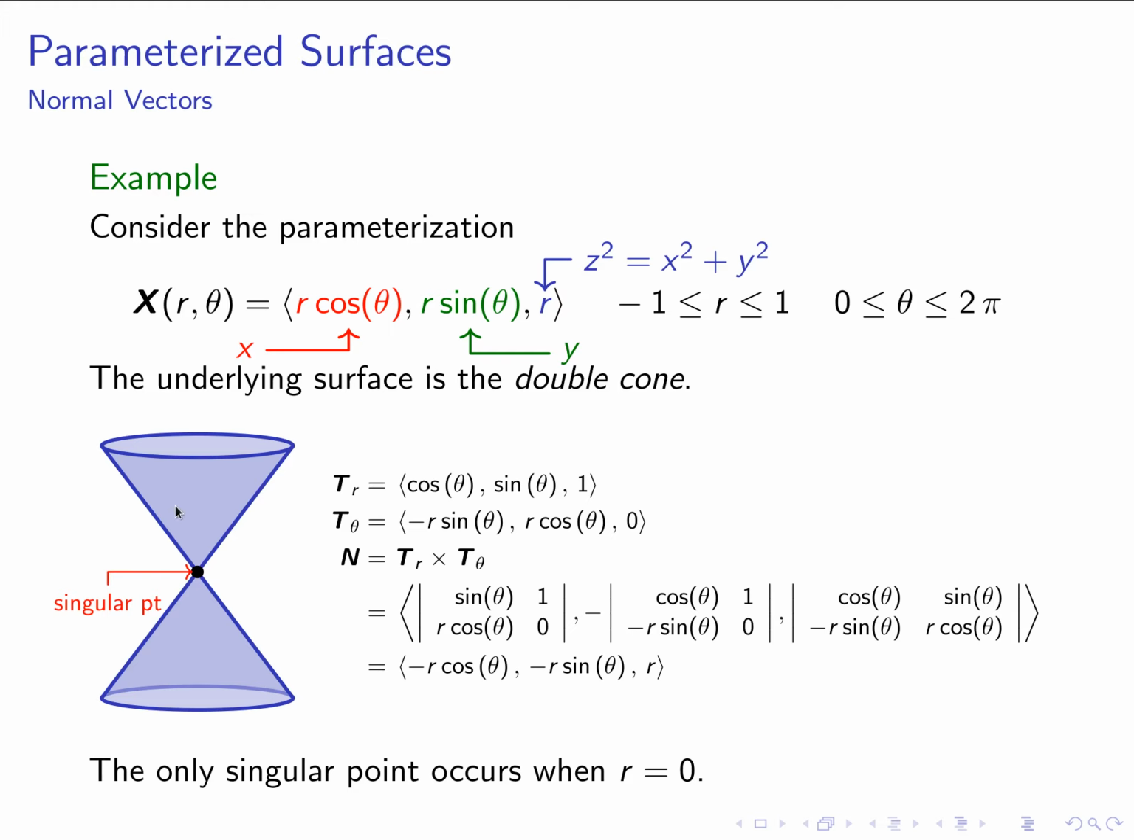This is actually one of my favorite examples of a surface. This is a cool surface because it's smooth everywhere, except for the origin where we have exactly one singular point.